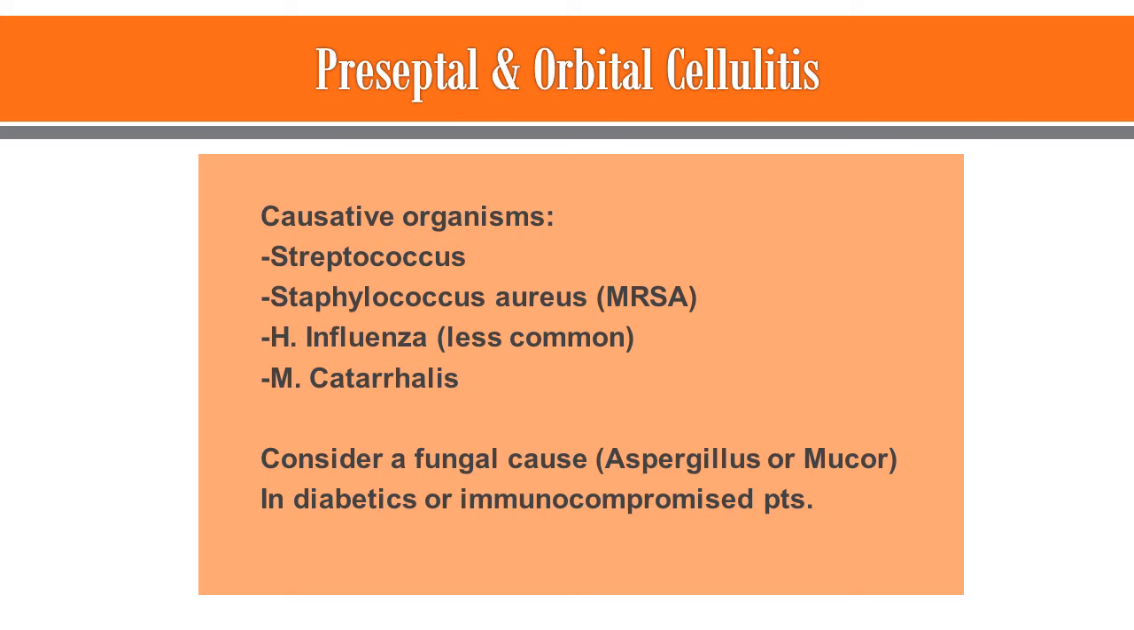And if somebody is a diabetic or they are in an immunocompromised state, then you need to consider a fungal cause, which could be from the aspergillus or the mucor. So children usually, I just wanted to bring this up briefly, the majority of children, when they get this, it's either from a staph or a strep. But in patients over the age of 15 or a diabetic or immunocompromised, they're more likely to get the aspergillus or the mucor.